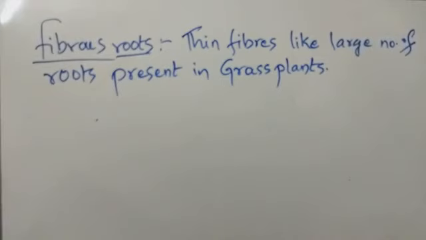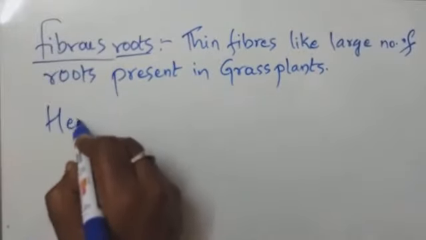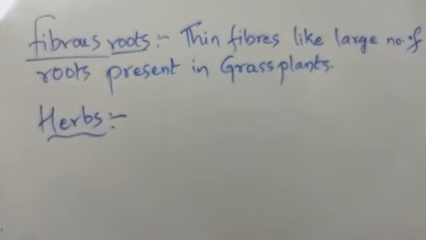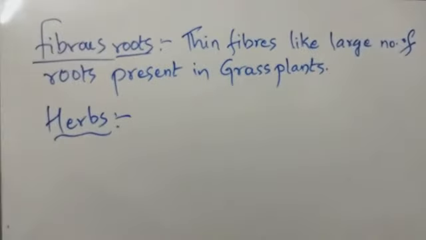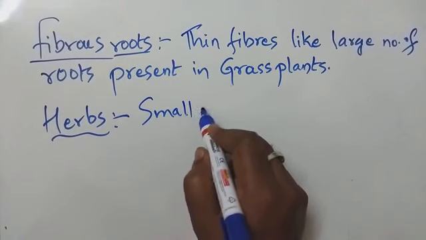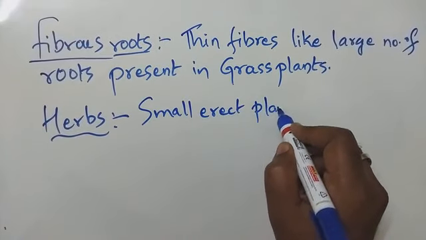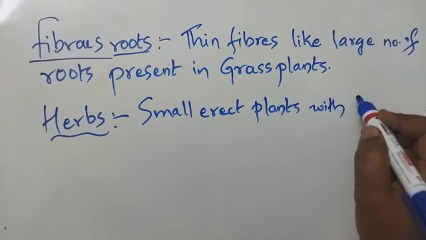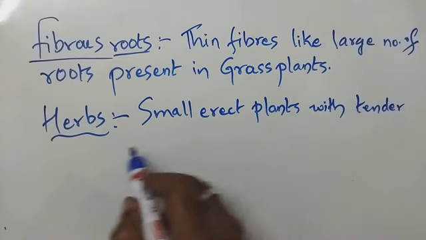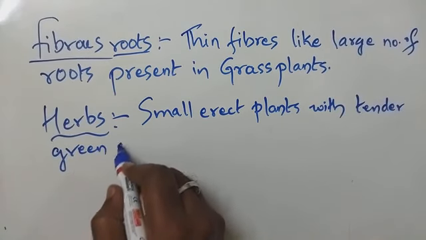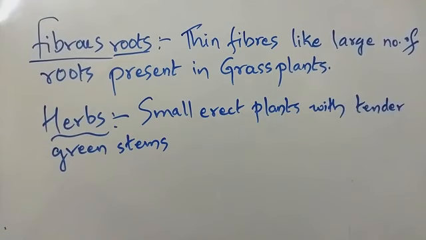Right? Next. Herbs. What are herbs? The small erect plants with the tender green stems that bear small number of branches and leaves. Herbs are small erect plants with tender green stems that generally bear small number of branches and leaves.